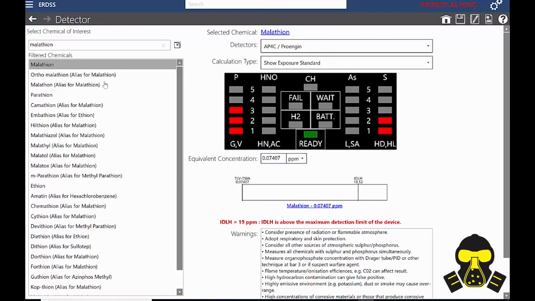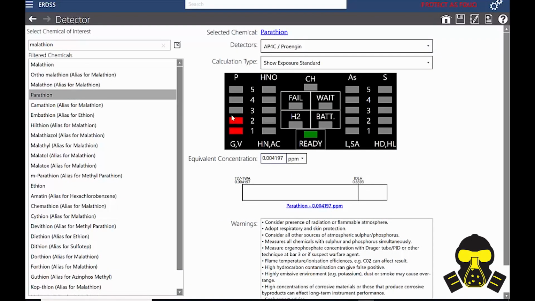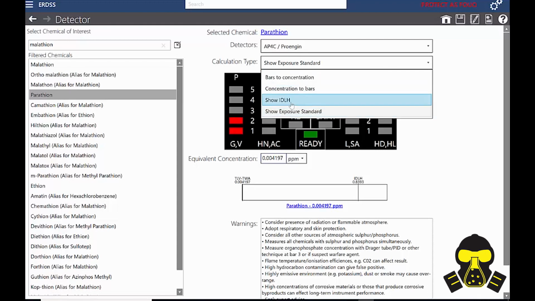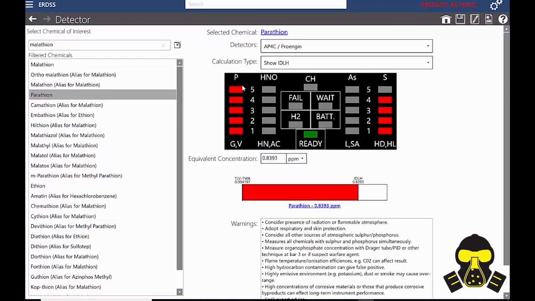Very good. Today, malathion's one that I put in. Parathion, another one you'll see. Again, that's show the exposure standard on organophosphorus. Show me ideal H. It's going to go flashing. It actually just totally maxed it out. It didn't go flashing, so it didn't go over. So really nice, but you're less than a part per million, and that instrument is already maxed out.